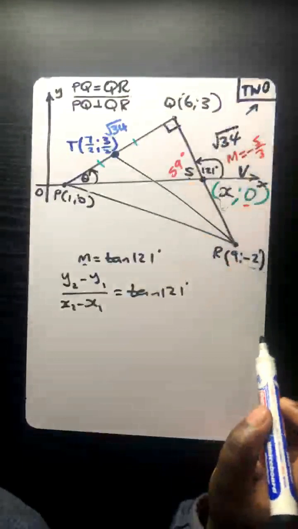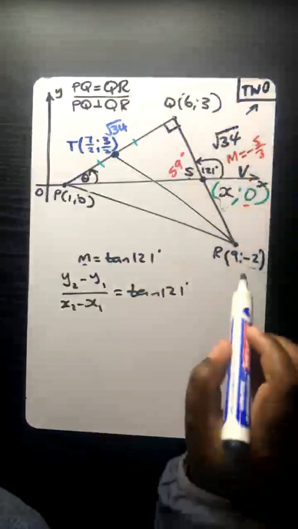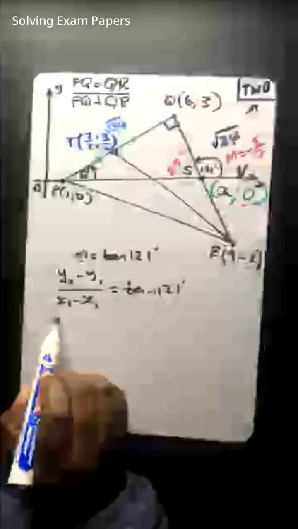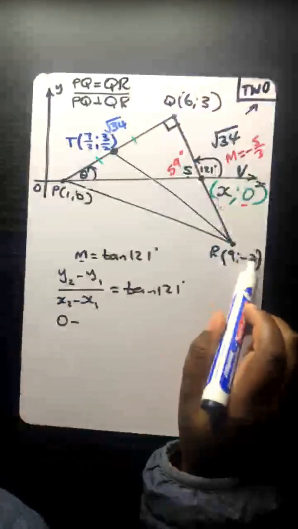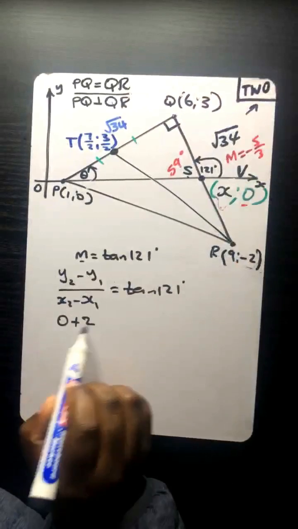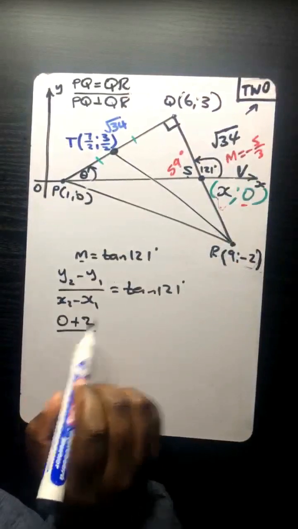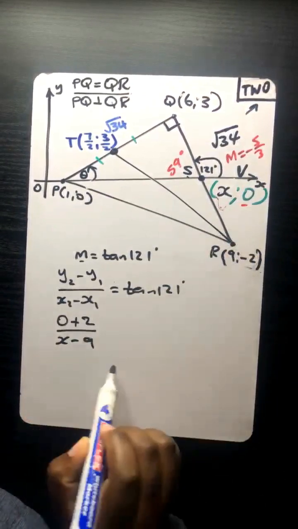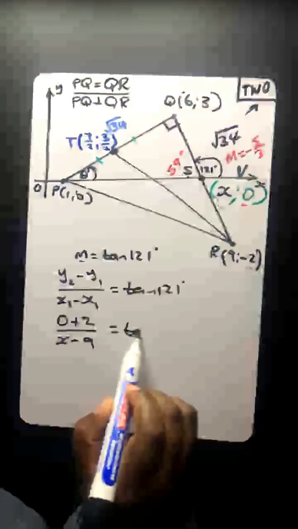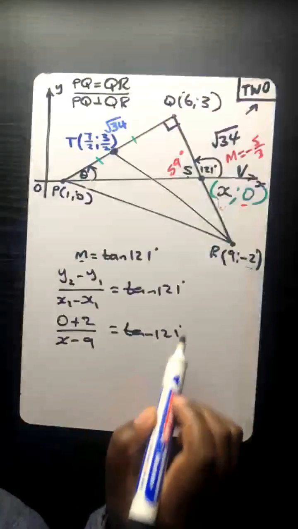So that means you're going to say y2, maybe y2 being what? Being 0. Let's say 0 that you minus with that negative 2. Obviously, it's going to make it positive 2 over that being x2, that you need to minus with that 9, which is equal to tan of 121.